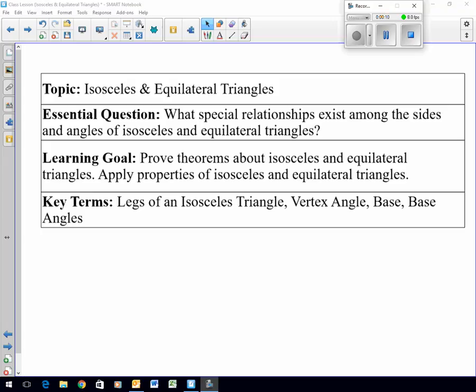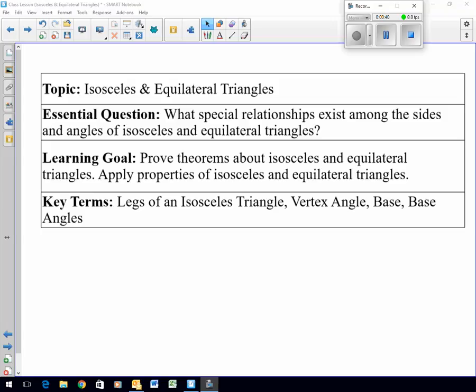All right, today we're going to talk about isosceles and equilateral triangles. We're trying to figure out what special relationship exists among the sides and angles of isosceles and equilateral triangles. How are we going to do this? We're going to prove theorems about isosceles and equilateral triangles and apply properties of isosceles and equilateral triangles.